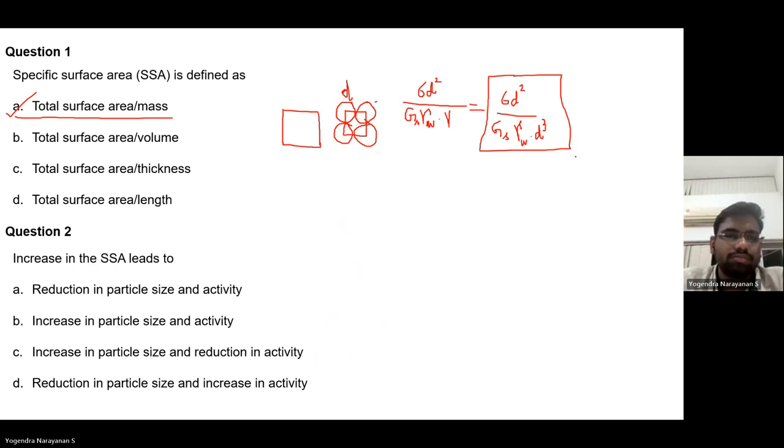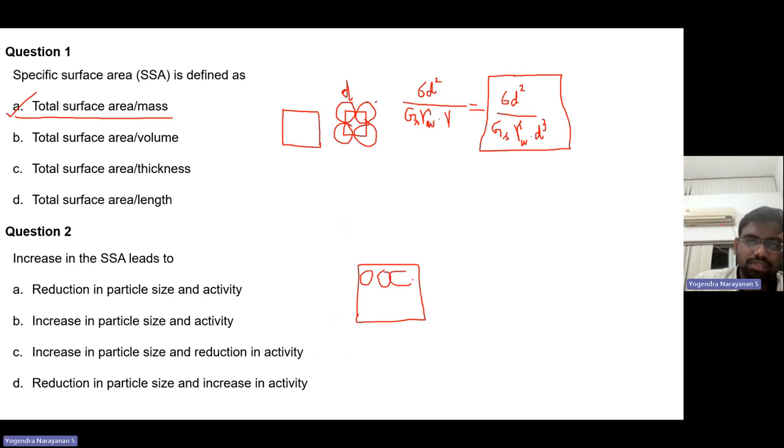Increase in SSA leads to... Now, the same aspects, if we consider particle size, this is specific surface area, considering each grain contributes to a surface area. Now, increase in SSA essentially means we are breaking down this grain into various chunks, that is, we are dividing one grain into several grains.